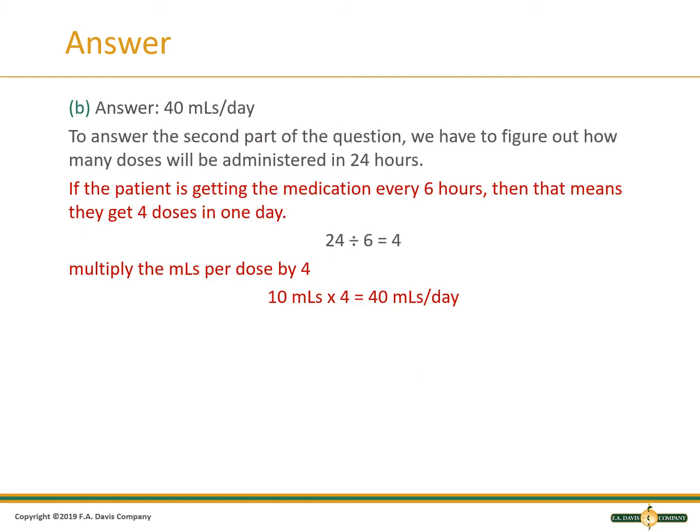To answer the second part of the question, we have to figure out how many doses will be administered in 24 hours. If the patient is getting the medication every 6 hours, then that means they get 4 doses in one day. Multiply the mLs per dose by 4, and that will give you 40 mLs per day.